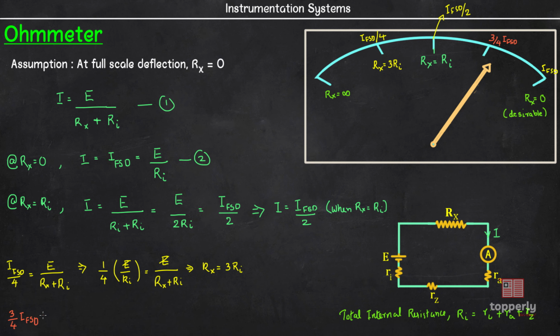IFSD equal to E by Rx plus Ri, and proceeding just like before we can write 3 by 4 into E by Ri equal to E by Rx plus Ri, and solving this we get Rx equal to Ri by 3. So this point corresponds to Rx equal to Ri by 3.